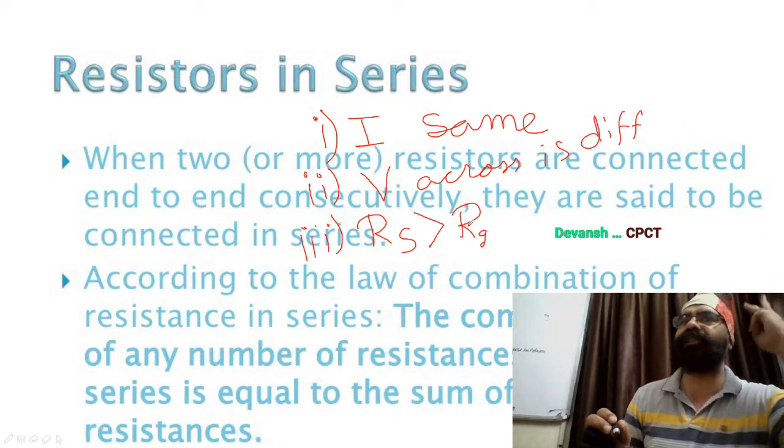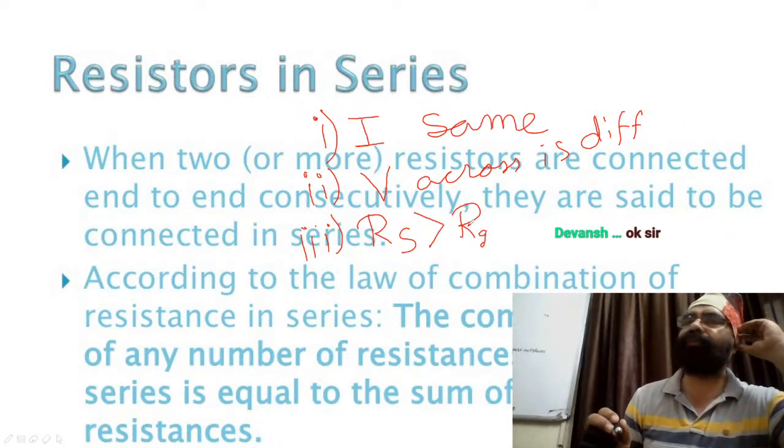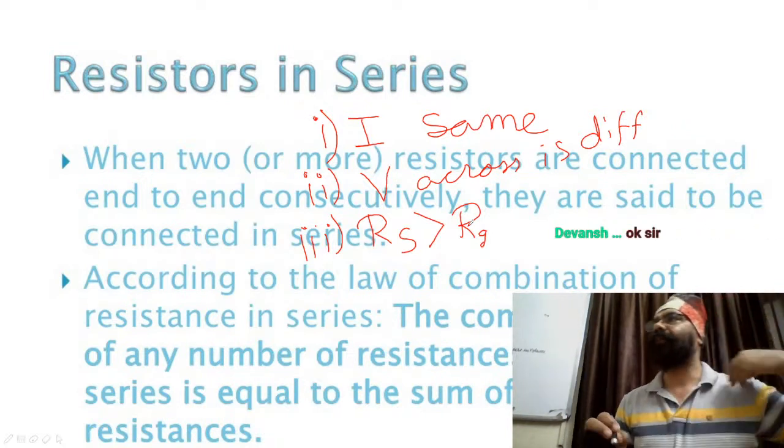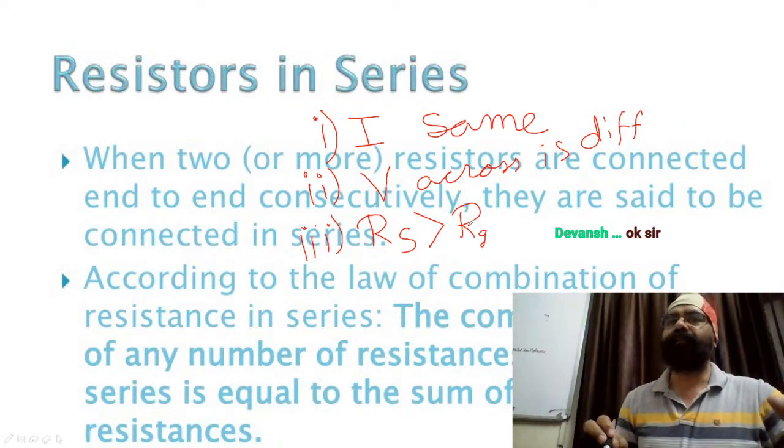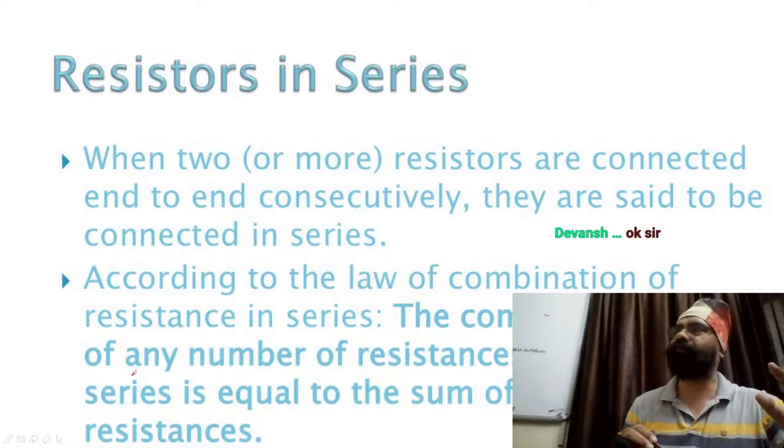So these 3 things you need to remember: the current is the same in all the resistors across the whole circuit. Number 2, the potential difference across the different resistors is different and it adds up to the whole potential difference of the circuit. And finally, the resultant resistance is greater than the greatest resistance.